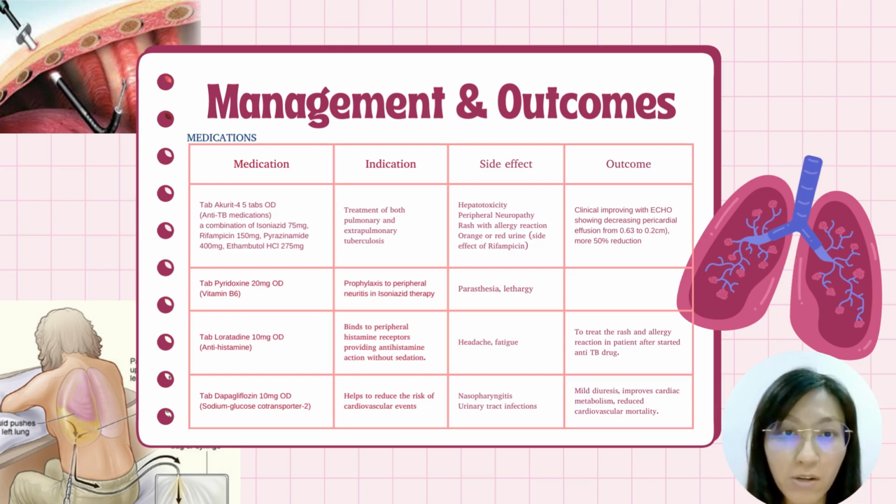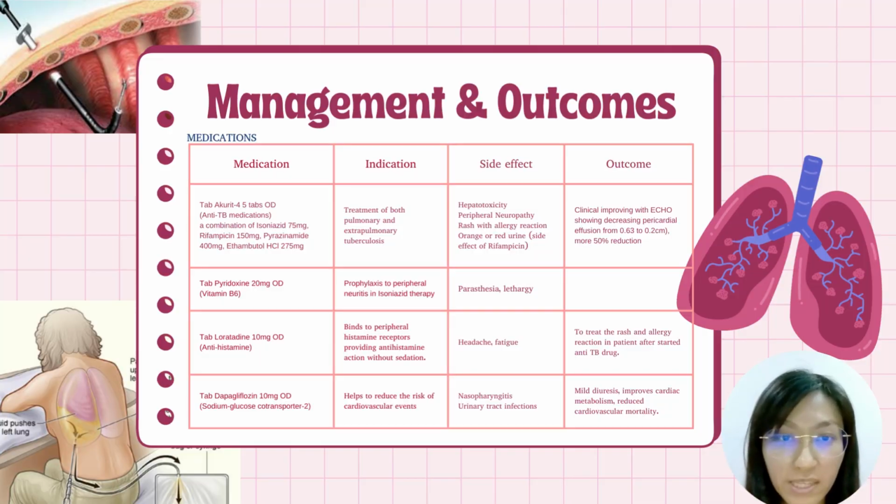Since it is a combination of 4 types of medication, each of them brings their side effects, such as ethambutol will cause abdominal distress, pyrazinamide will cause peptic ulcer or diarrhea or vomiting, rifampicin will have side effects of rash, pruritus, or hematuria, and isoniazid will have a side effect of peripheral neuropathy. So to overcome this, the doctor will add on pyridoxine, 20 mg once a day, which is a prophylaxis for peripheral neuritis in isoniazid therapy.